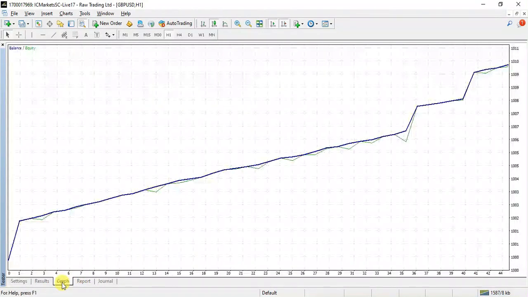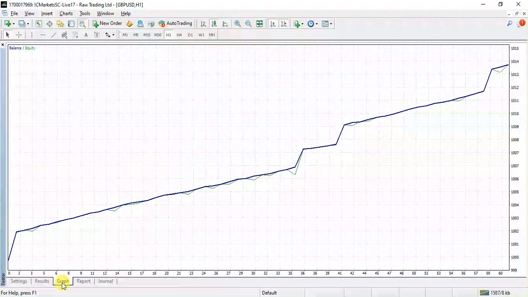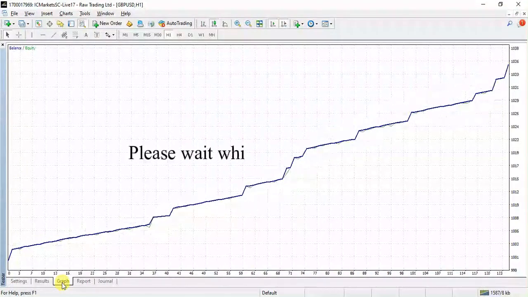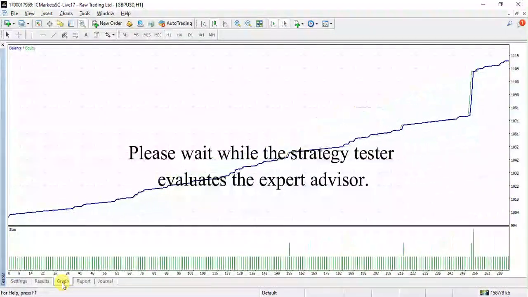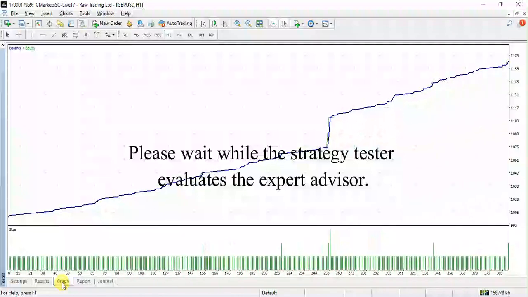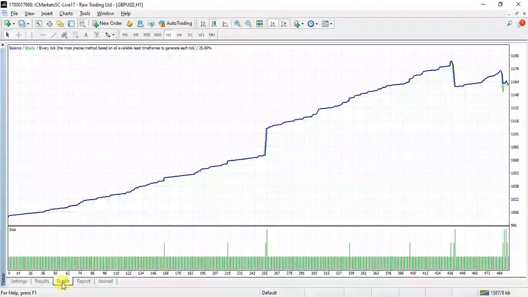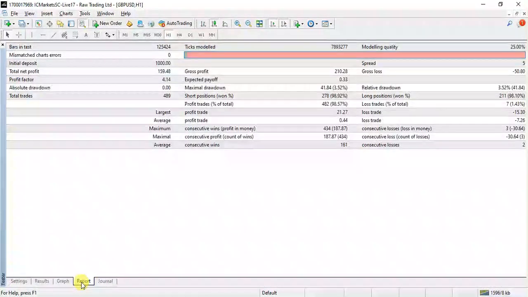Now open the graph tab and see the progress of the expert advisor. Now analyze the report.